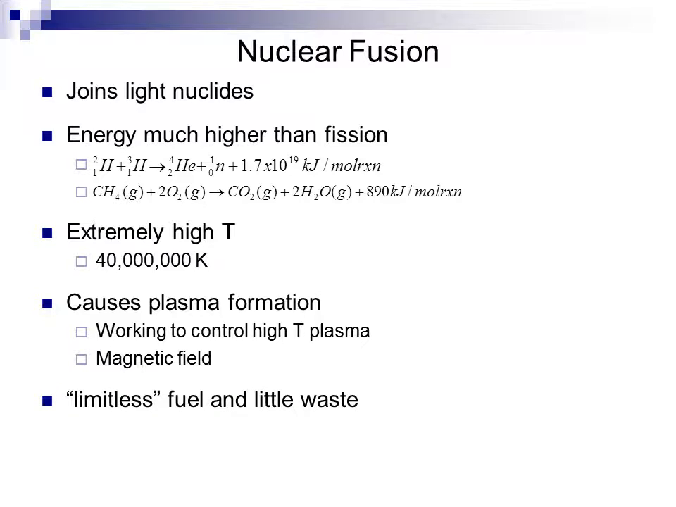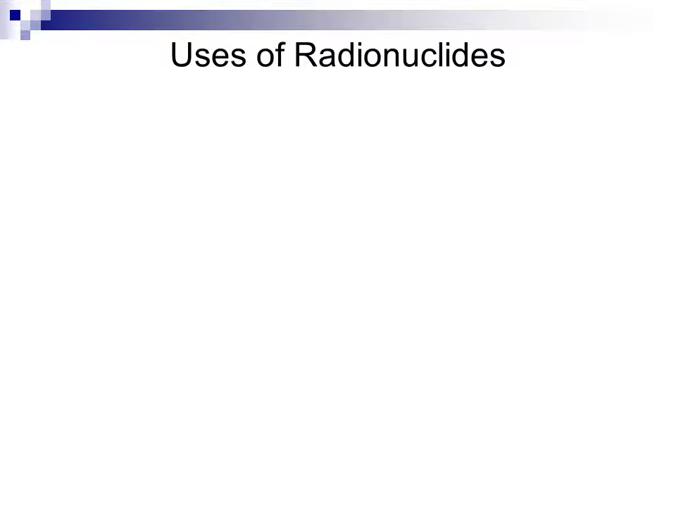But the benefit of nuclear fusion is it provides limitless fuel with very little waste. The nuclides that are produced decay generally on the order of 12 to 13 years with half-life, so they decay very quickly compared to things like uranium.